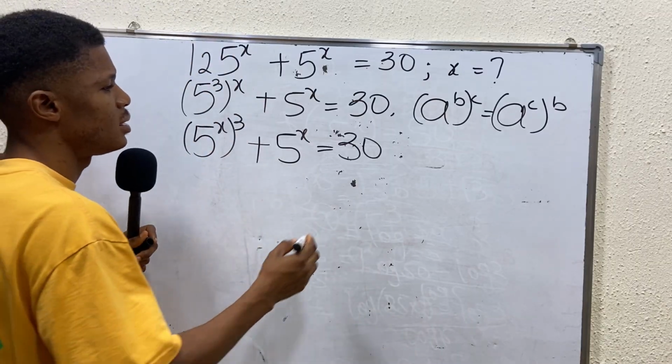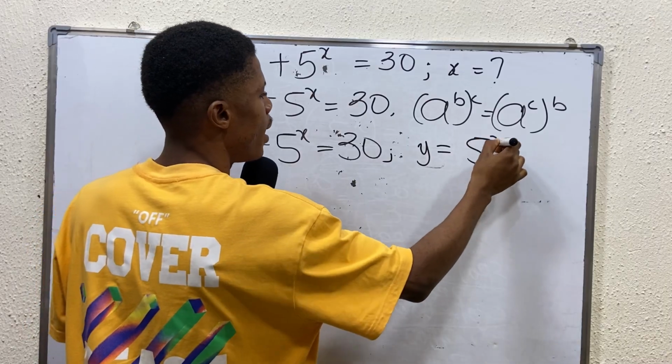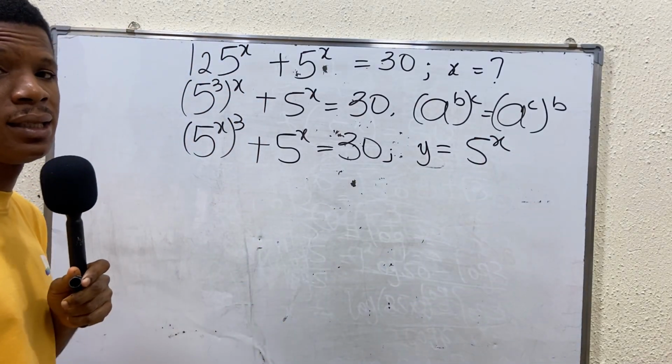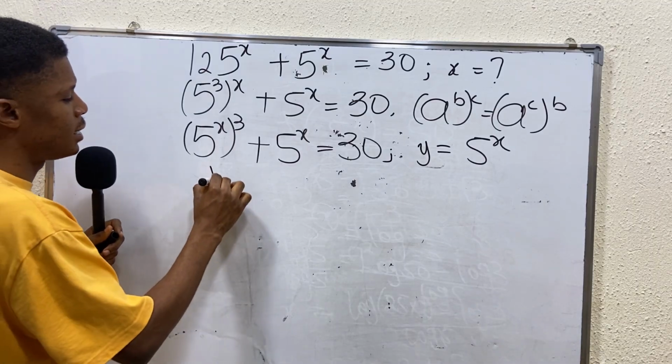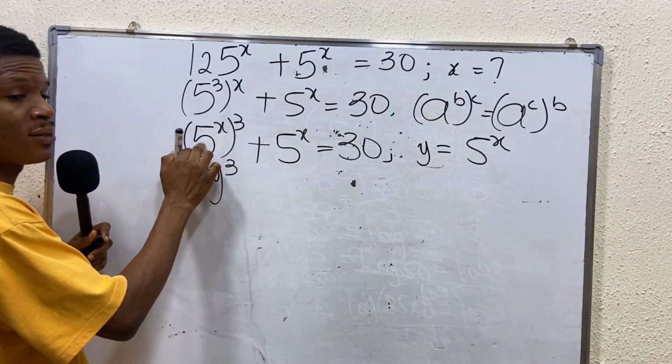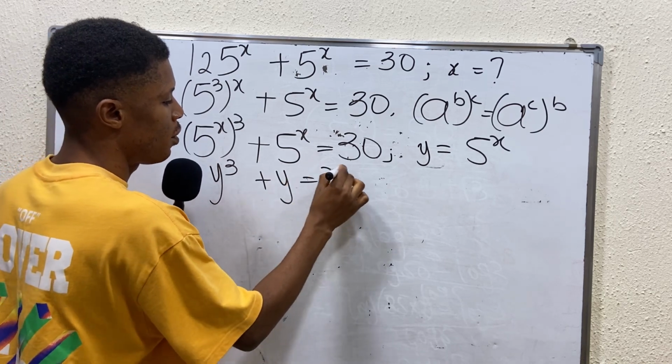Then if you have this, I can now say let y be equal to 5 power x. I'm now redefining the terms. So if I redefine, what do you see? I can now have y cubed, since y is 5 power x, then plus y is equal to 30.